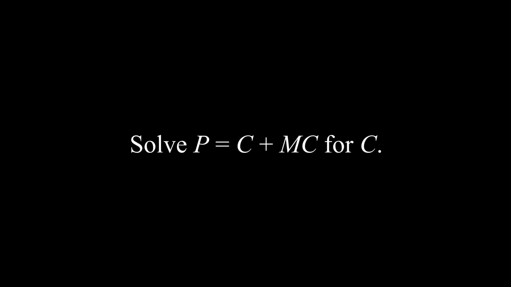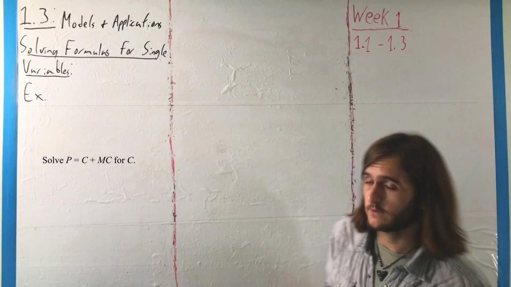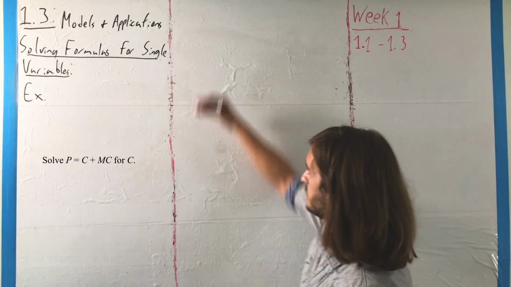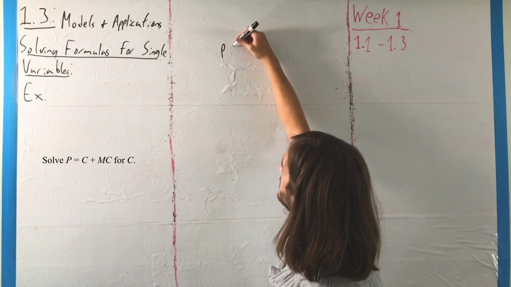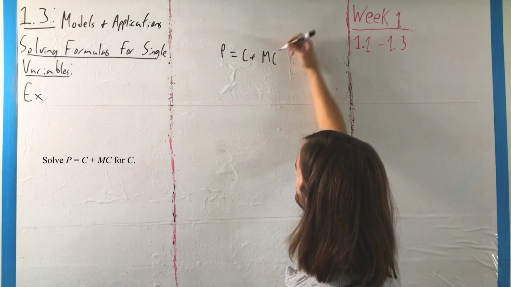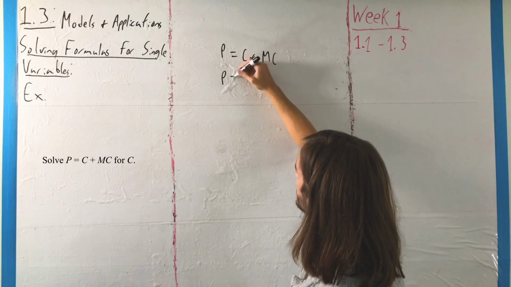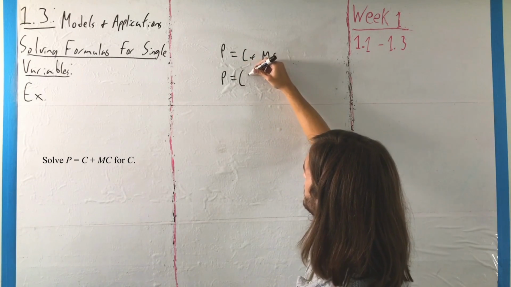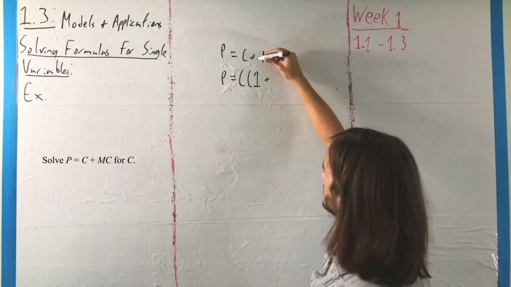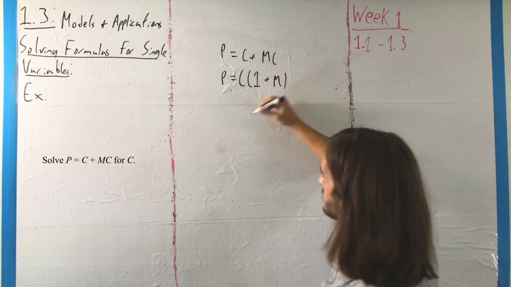So for our other example, we want to solve P equals C plus MC for C. So here, same flavor of thing, except because we got two C's, we need to factor and then divide. That is, P equals C plus MC can become P is equal to C times (1 plus M). If you factor out a C from a C, you get left with a 1. Factor out a C from MC, you get left with M.